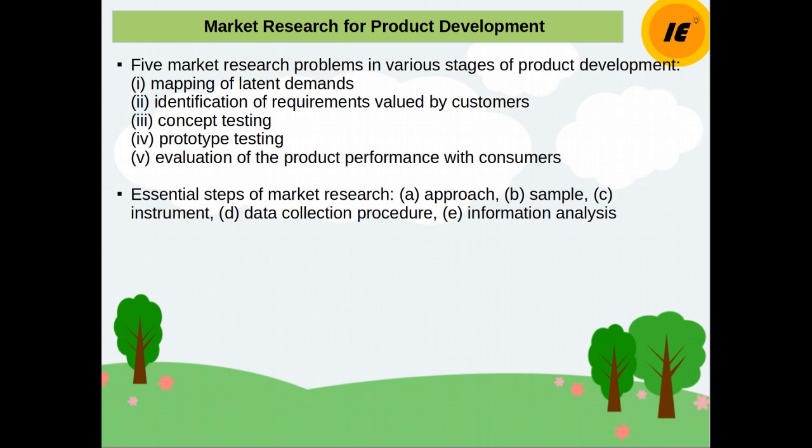The second market research problem in product development is identification of the requirements valued by customers. So after understanding roughly what a latent demand can be, then going into much more detail, like identifying the exact features of the machine or the innovation that you want to bring. Third is the phase of concept testing.